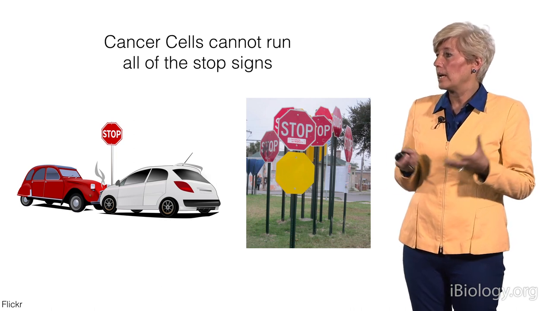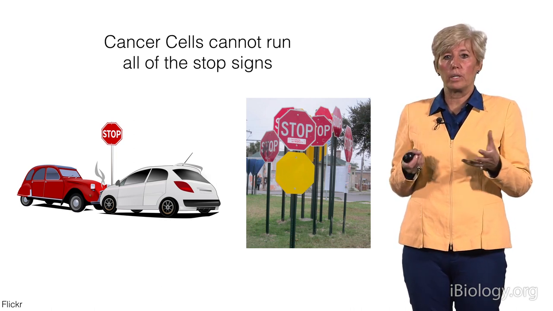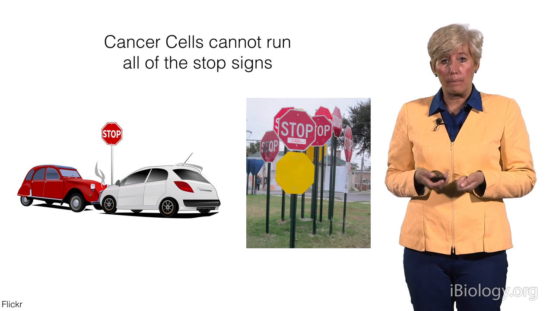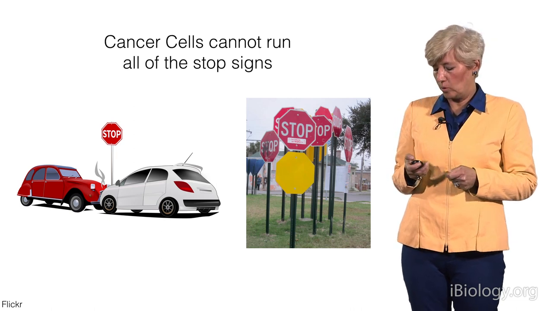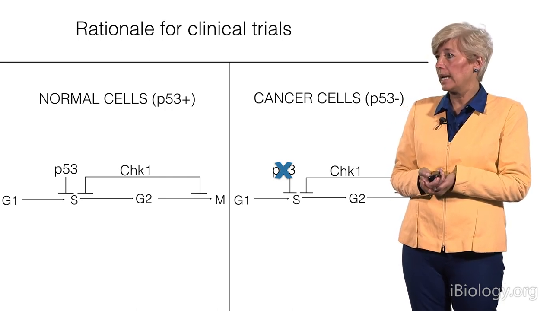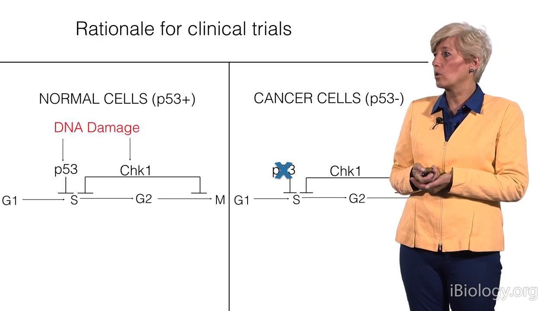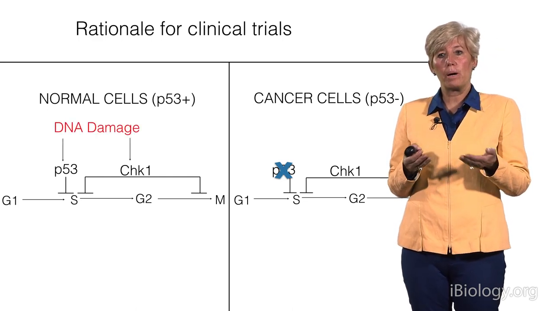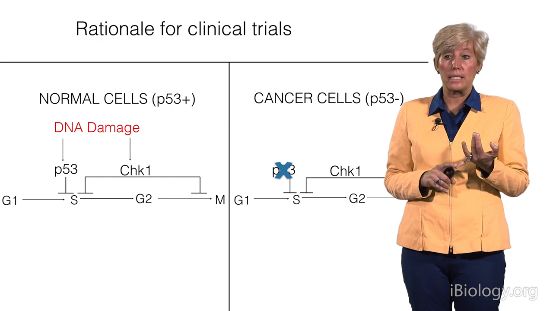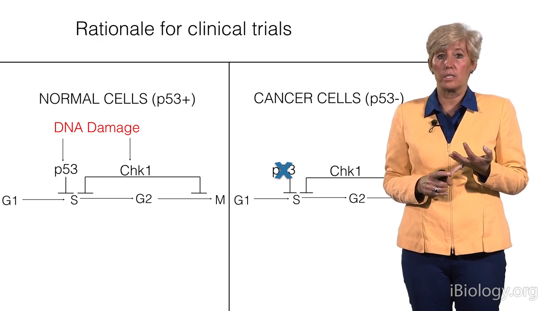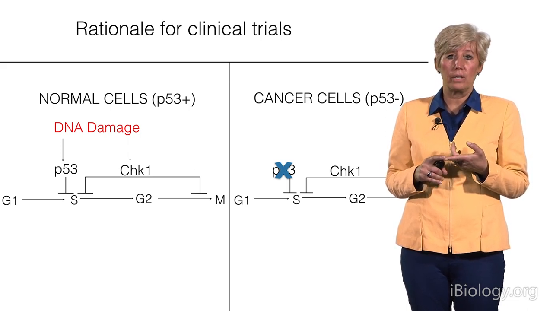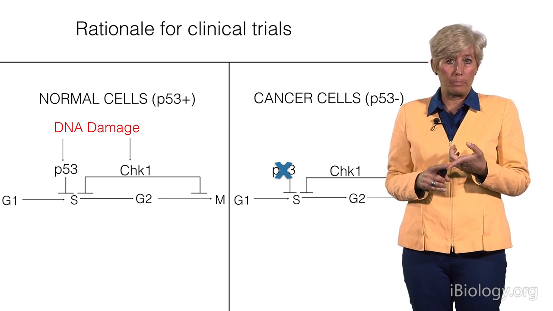When I talk about another car coming in the opposite direction, one can think about adding a DNA damaging agent, and now that cancer cell needs to stop to try to repair that DNA before moving forward. So using this as a rationale, clinical trials have been started in patients. Again, the rationale is that a normal cell is exposed to DNA damage, and when we think about patients in the clinic, these DNA damaging agents could be things like irinotecan, which induces single-strand breaks, etoposide, which induces double-strand breaks, and ionizing radiation, which induces double-strand breaks. Sometimes patients are given anti-metabolites. These induce DNA replication stress.